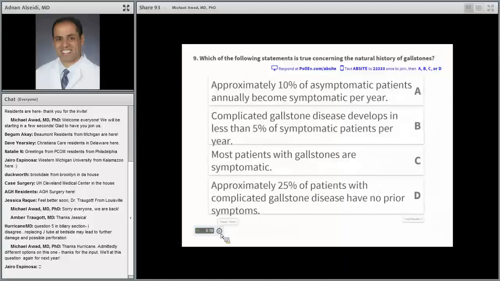Okay, which one of the following statements is true concerning natural history of gallstones? A is approximately 10% of asymptomatic patients become symptomatic per year. B is complicated gallstone disease develops in less than 5% of symptomatic patients per year. C is most patients with gallstones are symptomatic. D is approximately 25% of patients with complicated gallstone disease have no prior symptoms.